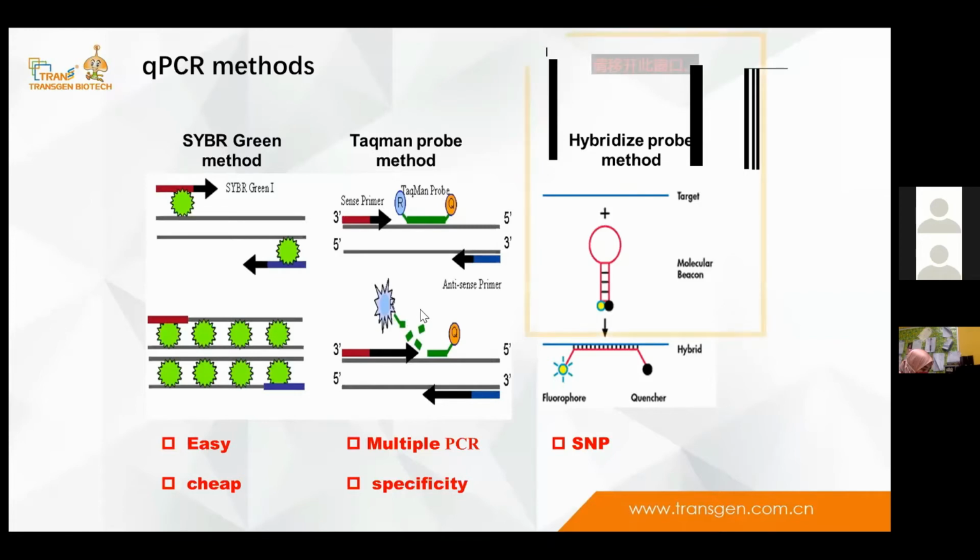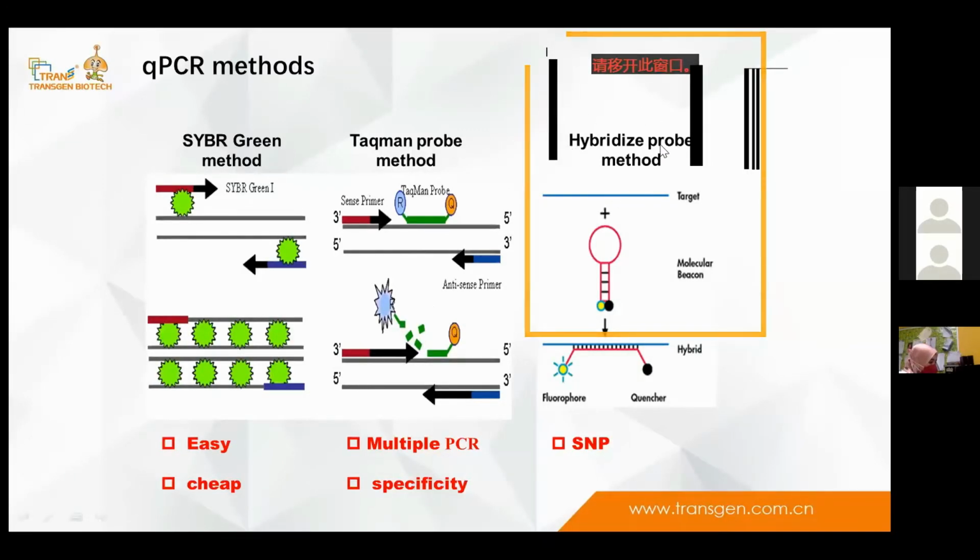In this case, we use different probes with different fluorescence signals. It means we can do multiplex PCR in the whole system. And the specificity of the experiment is much higher than the SYBR Green I system.